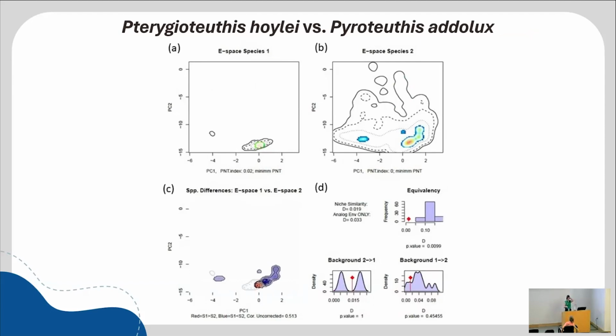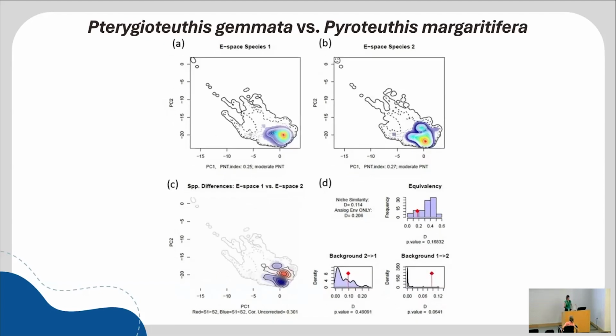Pterygioteuthis coylii and Pyroteuthis adelux, again, there's this red hotspot here. It's vaguely overlapping with the blue, but the blue has more over here, showing different niches. And then Pterygioteuthis gemata and Pyroteuthis margaritifera, they have, interestingly enough, a similar shape environmental space. But when you overlap, those hotspots are just slightly off from each other. And so this is what that shows, significantly different niches. They're not overlapping at all, even though the greater environmental space is.